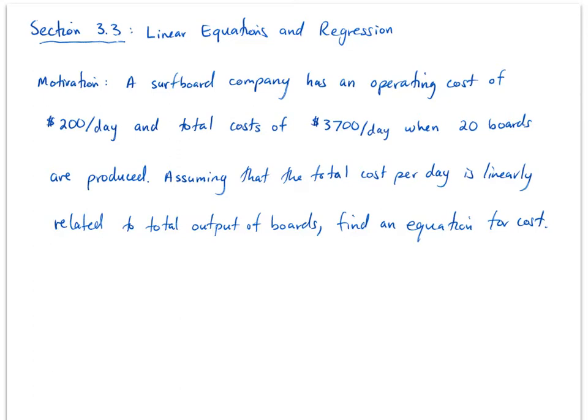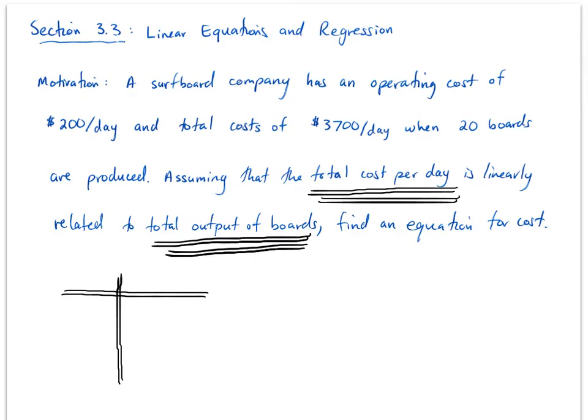equation for costs. So when we read this, we see that there's two important quantities. There's costs, so total cost per day, and there's also the total number of surfboards being produced in that day. And that cost will depend on the number of boards being produced. So let's see if we can come up with a relationship between these two unknowns. A good thing to do is to summarize what's given in a table. So we'll make a little T table in which we'll collect values from our summary.